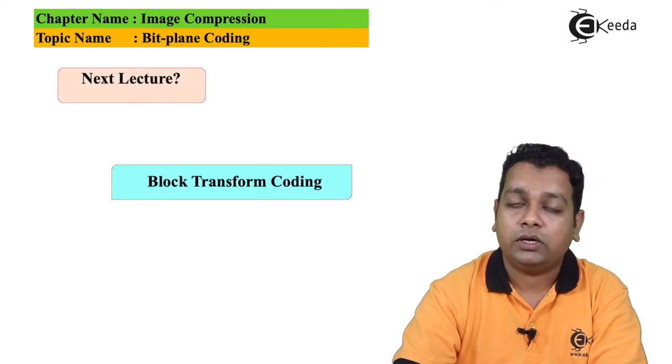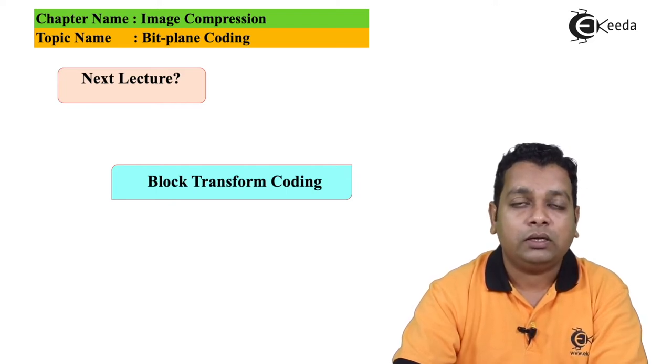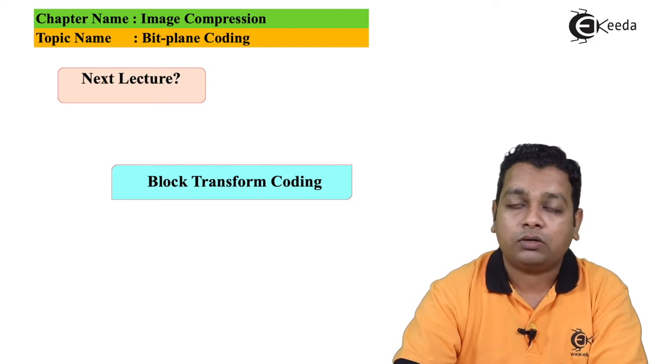So I suppose the understanding of bit plane coding, to understand the source encoder in image compression, is clear to you. In the next lecture, we shall see another topic to understand the image compression model, that is block transform coding here.